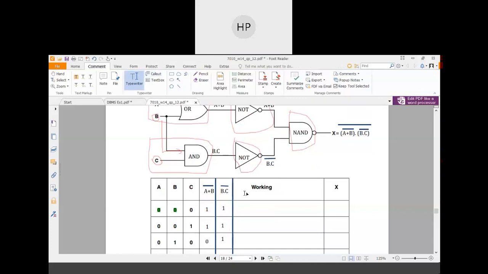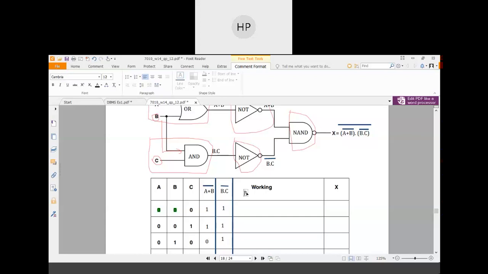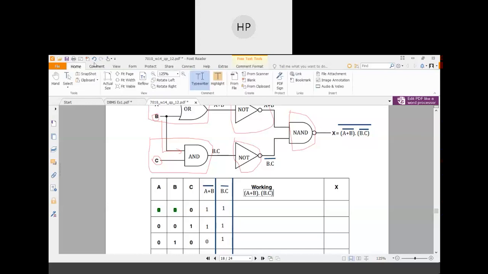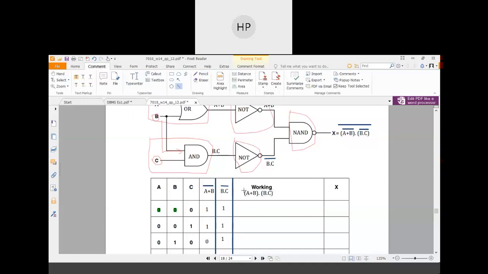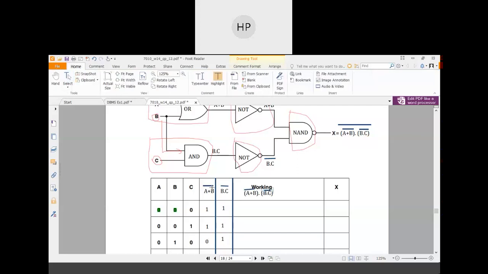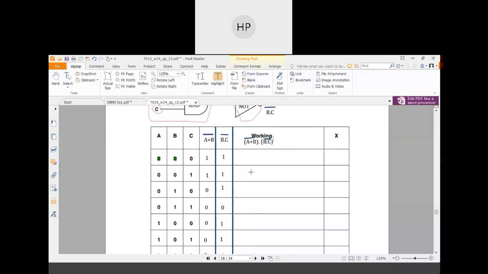I will use this as this one. We will go like this: A plus B bar dot B dot C bar. Now we will find the values. You should multiply, right? Yes, we have to multiply A plus B bar and B dot C bar. First, we will find the output of this combination. 1 times 1 is 1.